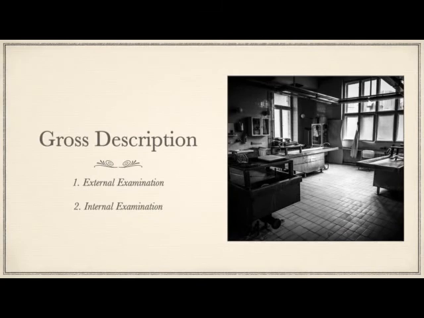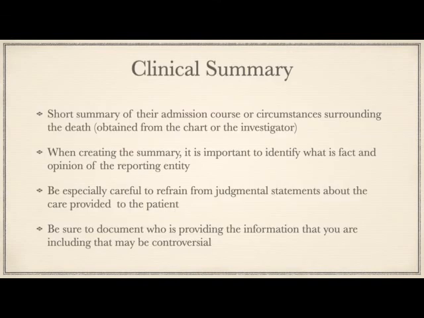The gross description is usually broken up into 2 sections. You usually have the external and the internal examination. The external examination will include everything that you documented on your body diagram at the time of the autopsy and that you photographed on the external surface. The internal exam is the summary of the findings within the internal organs.